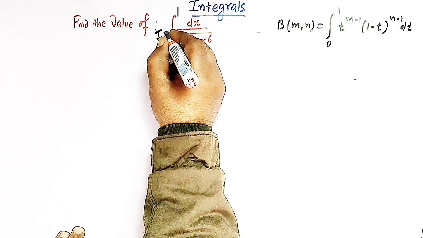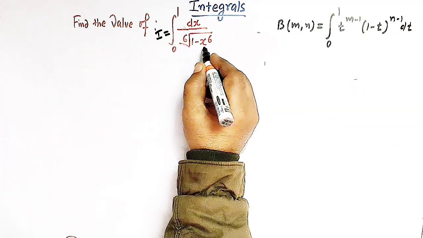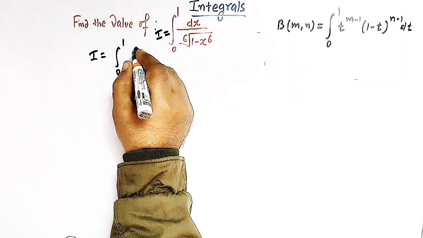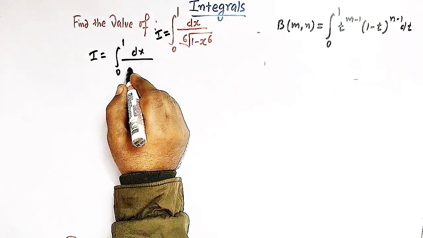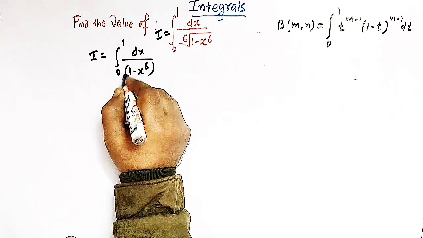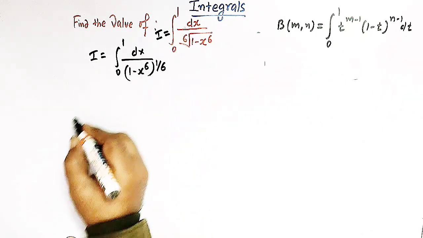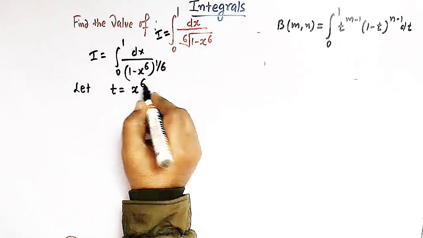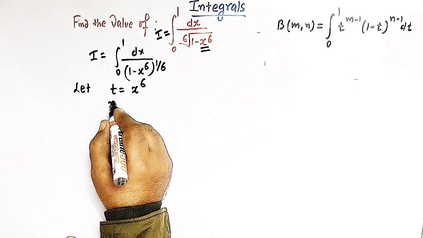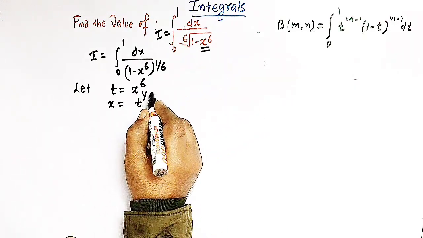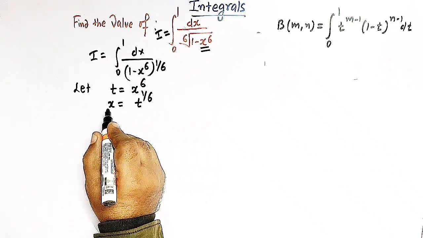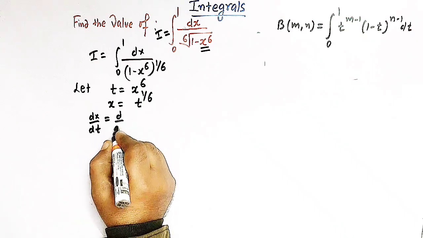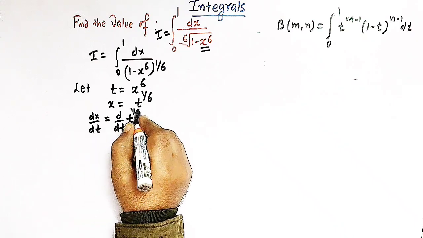So let us take this integral as I, and here we'll first write this integral I as the integral from 0 to 1 of dx divided by (1 - x^6)^(1/6), and let us make this substitution, that is t equals x^6, so that we can write x equals t^(1/6). Now let us differentiate x with respect to t. So we can now write dx/dt equals d/dt of t^(1/6).